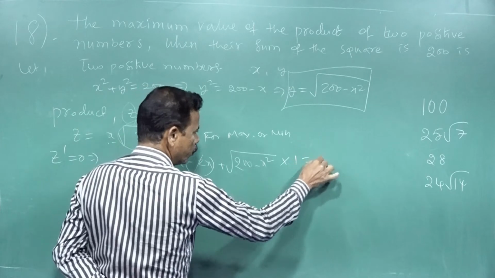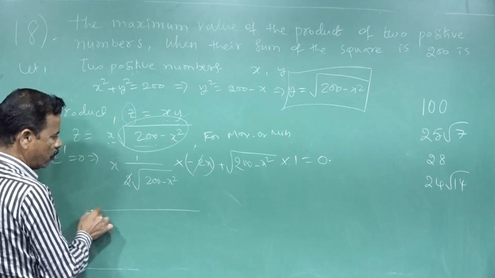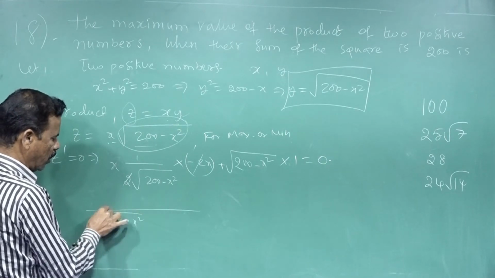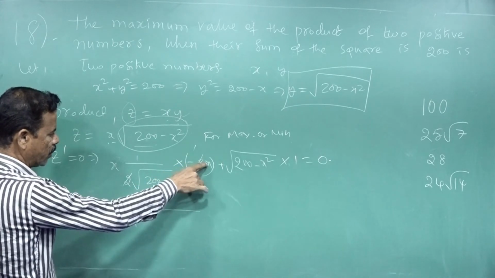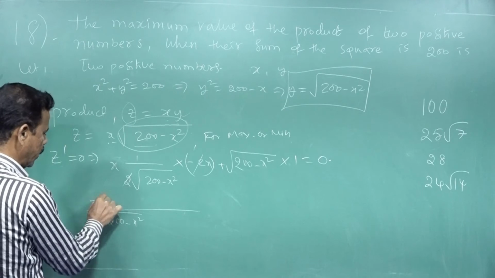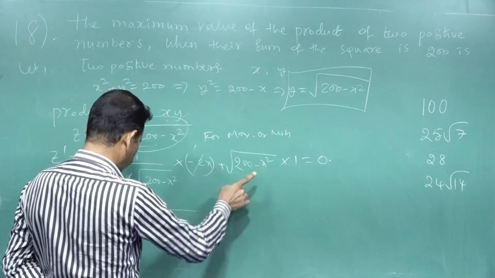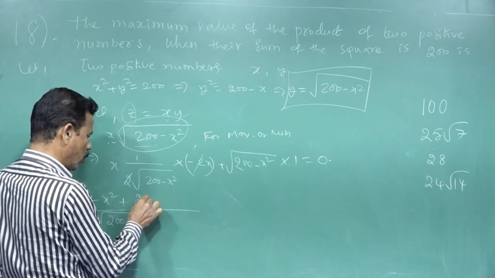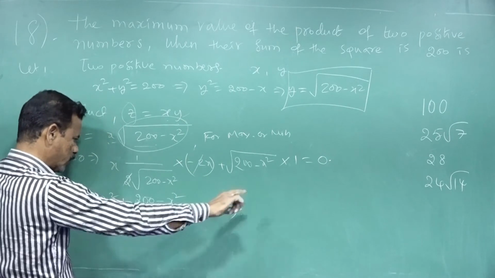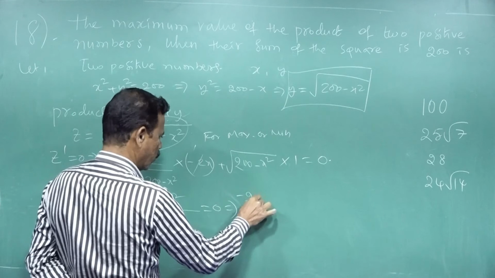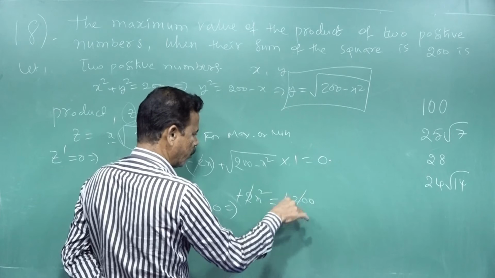It is equal to 0. Then what here after LCM? The LCM is the square root of 200 minus x square. Remaining what? Minus x, here x, minus x square. Plus this root to this root, same. That's why the root is cancelled, and 200 minus x square is equal to 0. Then this outside 0 minus 2x square, and this 200 outside minus 200. So minus 2 cancel, here minus 100.